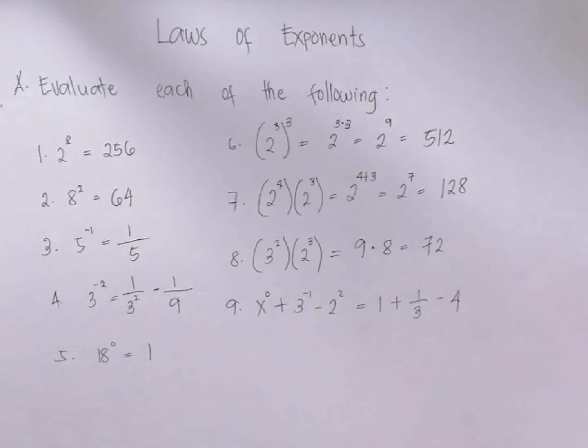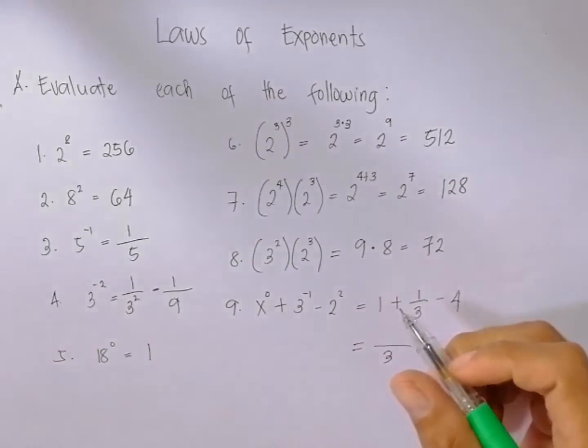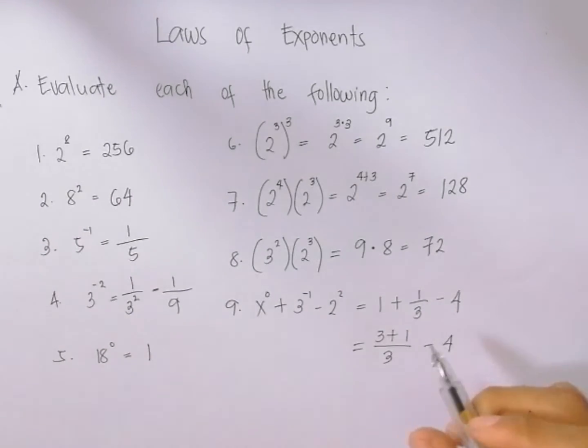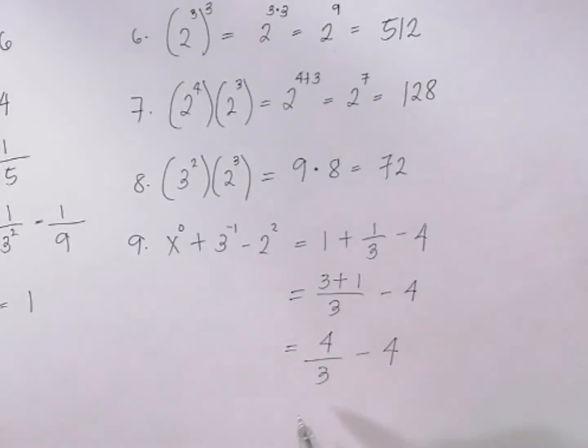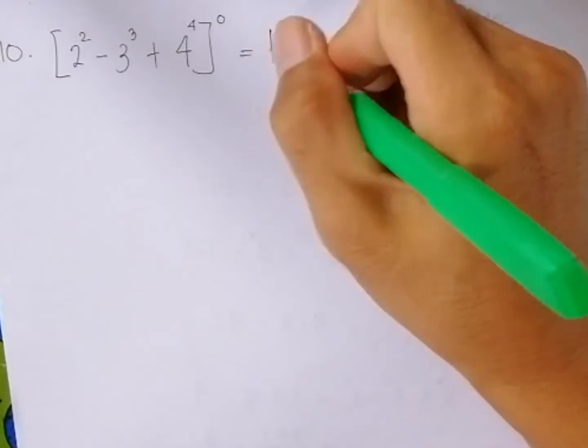Next, we're going to find the LCD. So the LCD of 1 plus 1/3 is 3. And then 3 plus 1, so minus 4. Then simplify. You have 3 plus 1 is equal to 4 over 3 minus 4. Next, the LCD of 4 over 3 minus 4 is 3. 3 divided by 3 is equal to 1 times 4, 4, then minus 3 times 4 is 12. So the answer is negative 8 over 3. Number 10 is equal to 1 because the exponent is 0.